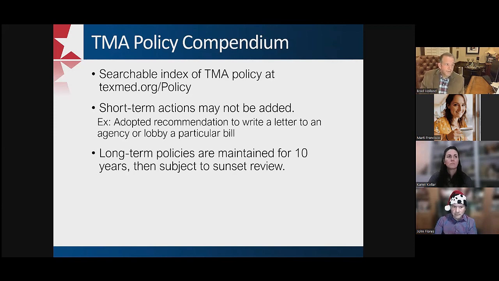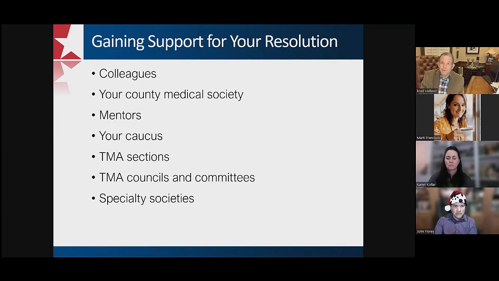All right, let's move on then. Gaining support for your resolution. We talked a little bit about this, but you really should bounce your idea and your resolution in draft form off of your colleagues in your county medical society. I always encourage people who are getting involved in TMA and in the House to have a mentor.